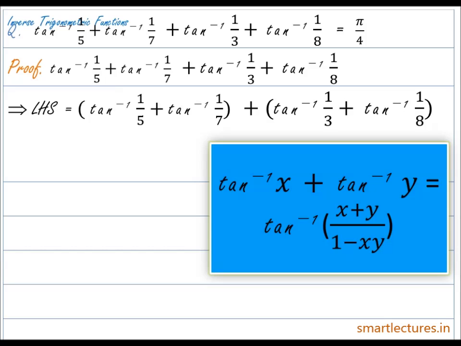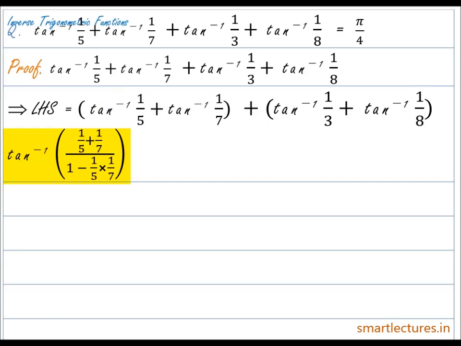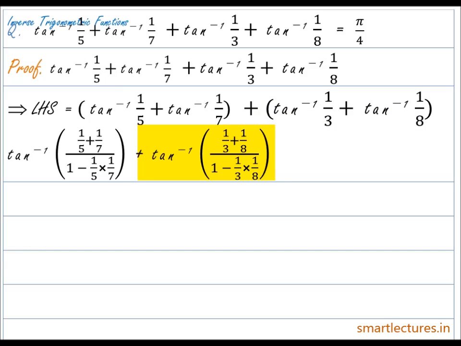So in place of tan inverse 1/5 plus tan inverse 1/7, we can write tan inverse of (1/5 plus 1/7) divided by (1 minus 1/5 into 1/7). Similarly, in place of tan inverse 1/3 plus tan inverse 1/8, we can also write tan inverse of (1/3 plus 1/8) divided by (1 minus 1/3 into 1/8).